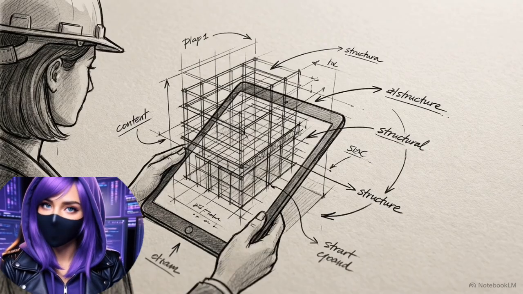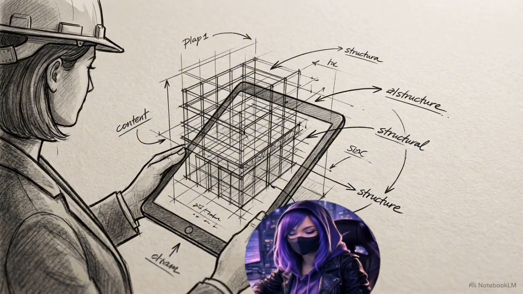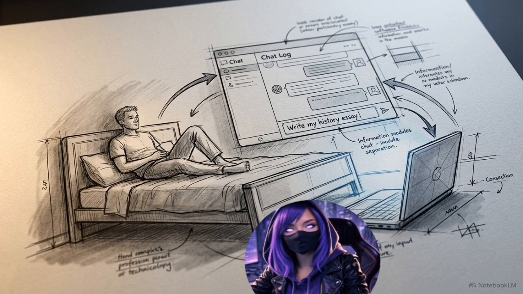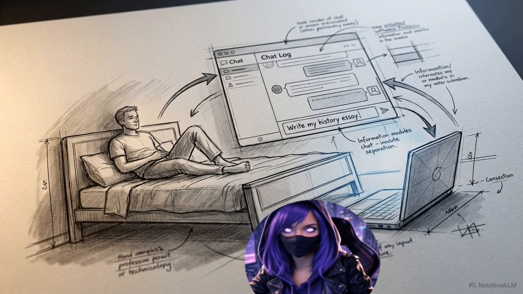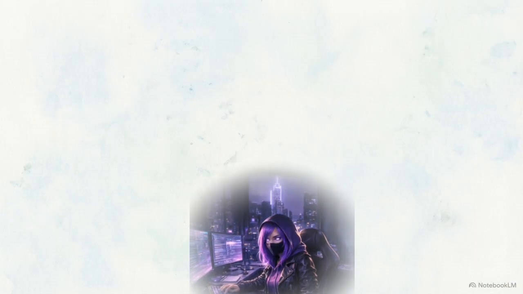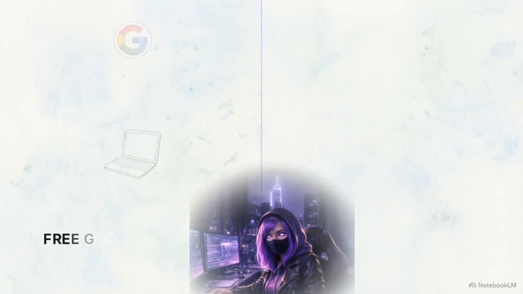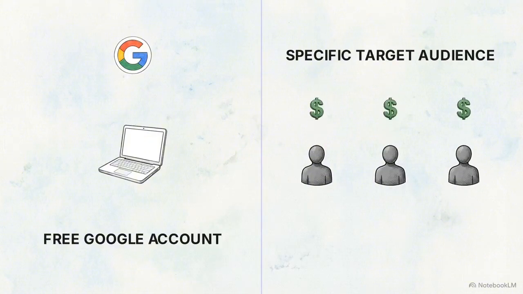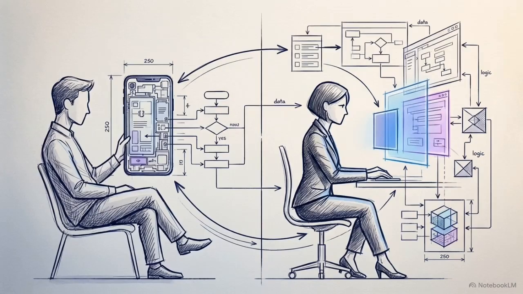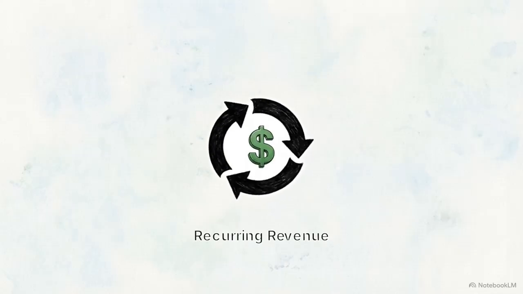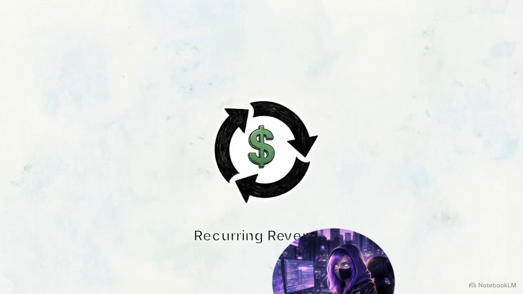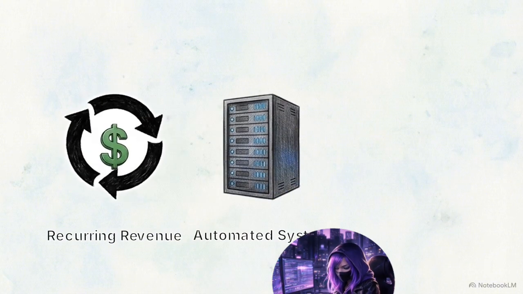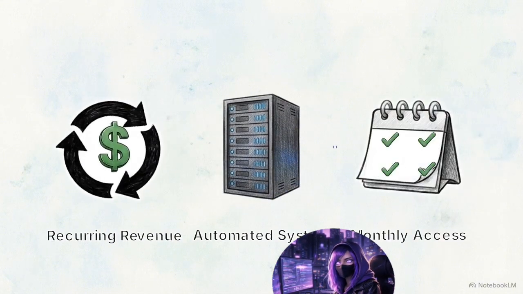They are using it to solve specific industry problems, while most people are still using consumer AI interfaces to chat about their homework. To build this infrastructure yourself, you only need two things: a free Google account and a highly specific target audience with money to spend. By moving from a passive AI consumer to an active AI producer, you position yourself to capture monthly recurring revenue. You build the system once, and your customers pay to access it every month.